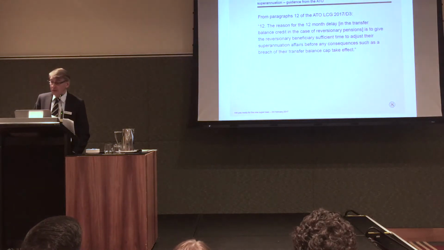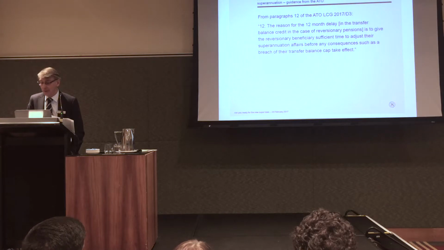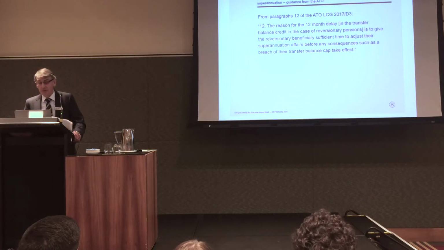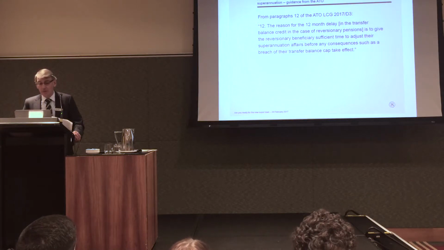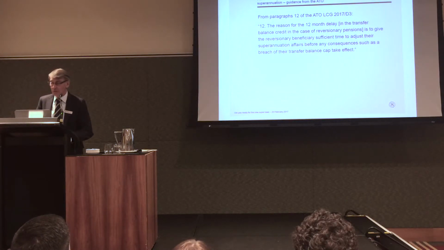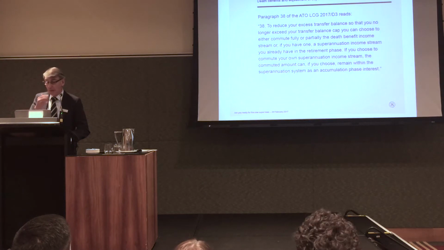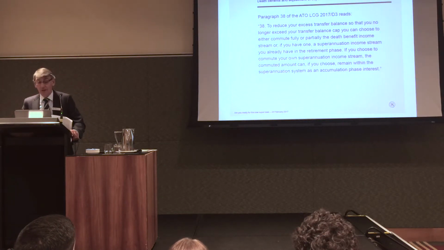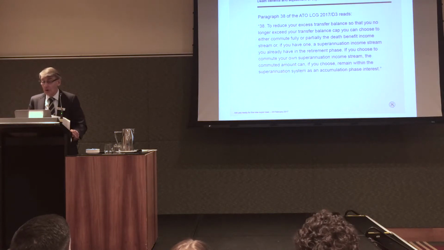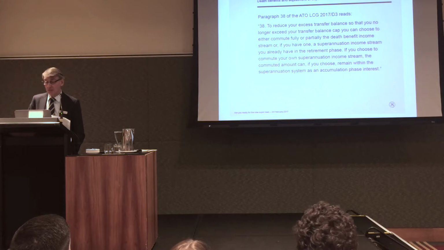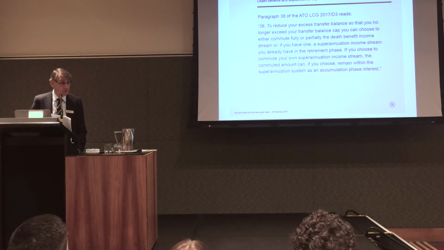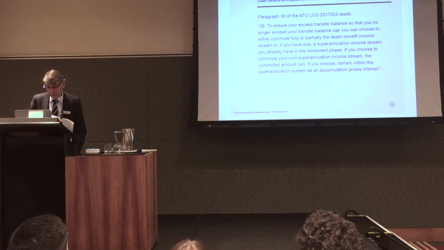So let's take you to paragraph 12 of the LCG 2017 D3. The reason for the 12-month delay in the transfer balance credit in the case of reversionary pensions is to give the reversionary beneficiary sufficient time to adjust their superannuation affairs before any consequences, such as a breach of their transfer balance cap, take effect. And from paragraph 38 of the same Law Companion guideline, to reduce your excess transfer balance so that you no longer exceed your transfer balance cap, you can choose to either commute fully or partially the death benefit income stream, or if you have one, a superannuation income stream you already have in the retirement phase. So your own income stream, and then you're receiving potentially another income stream if you anticipate that might happen.